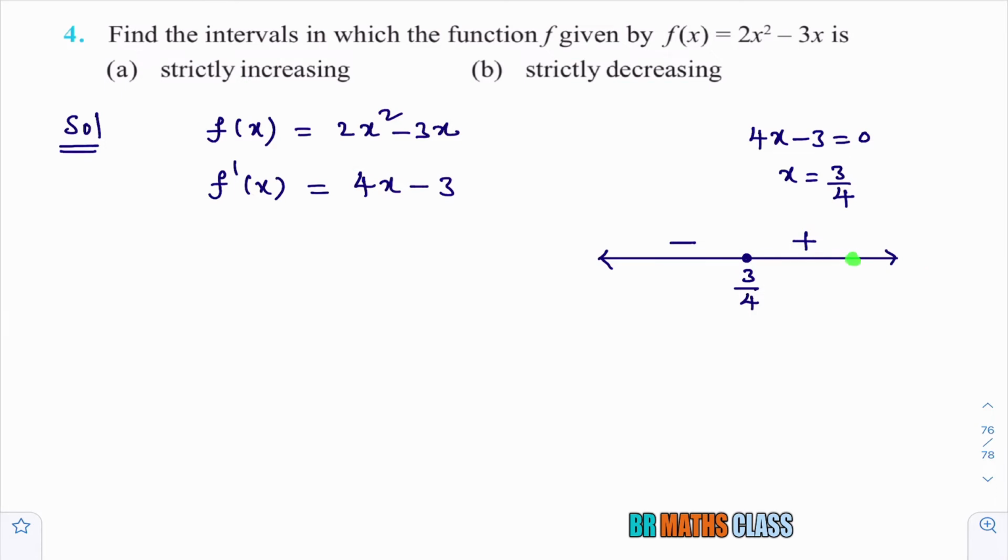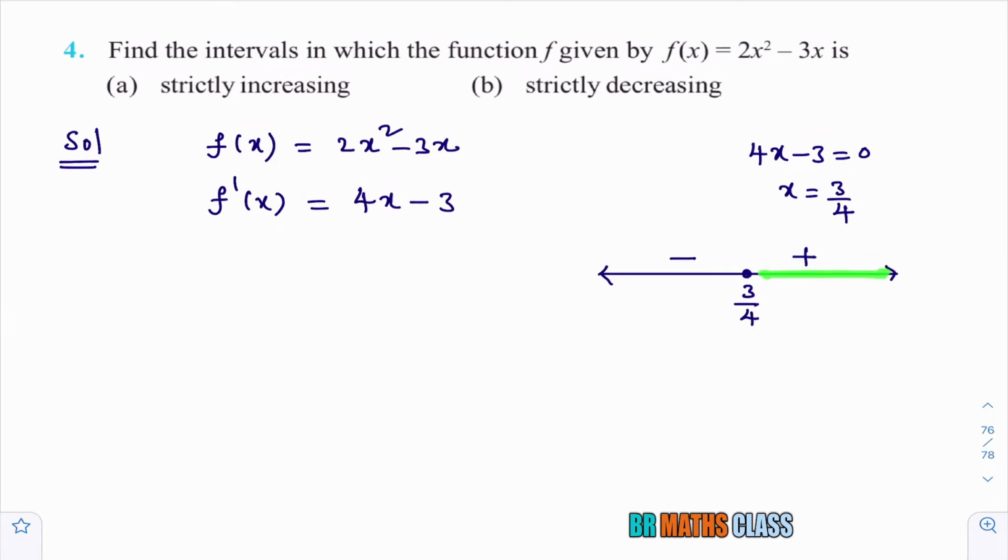Suppose you take in this interval, 2 is there, correct? Suppose we substitute 2 in this. 4 2s are 8. 8 minus 3 is 5. That is greater than 0. You take any real x value in this interval, this expression is positive. You take any real x value which is less than 3 by 4, then this expression is negative. It can be understood clearly. You observe here, I am writing that clearly f dash of x is greater than 0 for all x belongs to open interval 3 by 4 comma infinity.